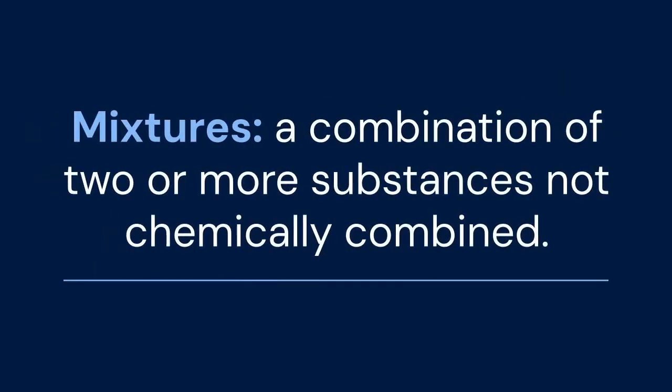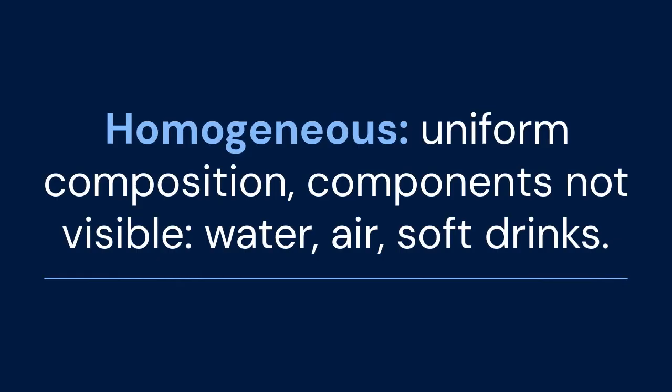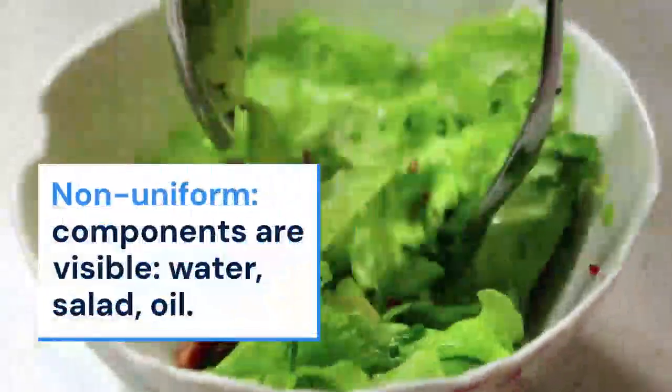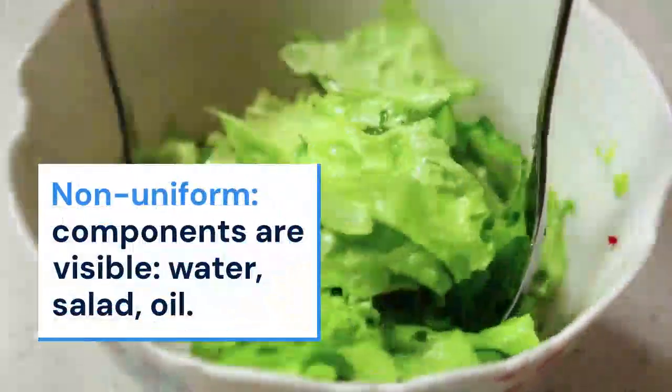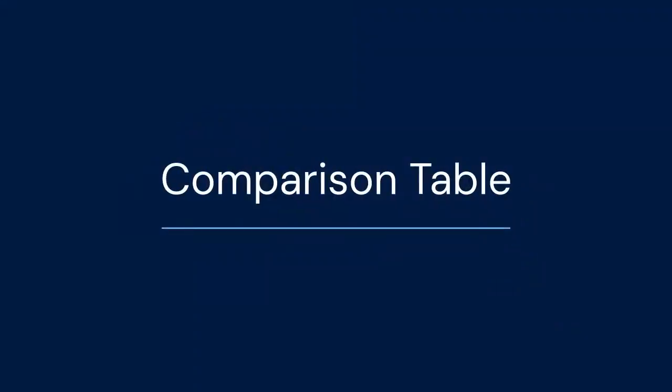Mixtures are a combination of two or more substances not chemically combined. Mixtures are classified as homogeneous: uniform composition, components not visible, e.g. water, air, soft drinks. Heterogeneous: non-uniform, components are visible, e.g. salad, oil and water.